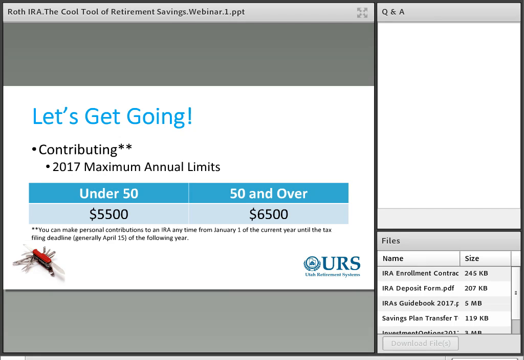One thing we want you to understand too is that with these IRAs, these are the limits whether you have one Roth IRA or 10 Roth IRAs or any combination of Roth and traditional IRAs. So the max you can put away in total with all of your IRAs is $5,500 under 50, and $6,500 over 50. Okay.